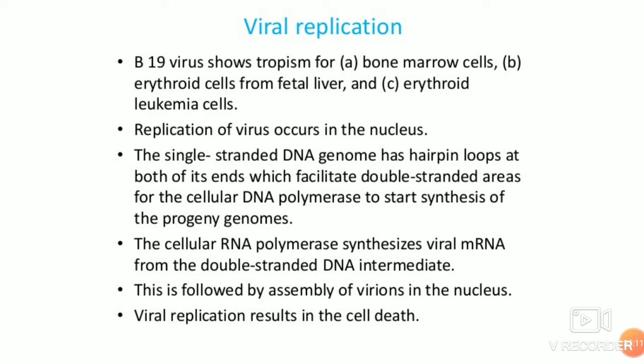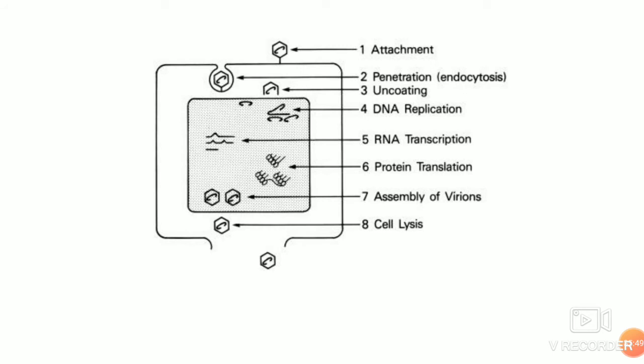B19 virus infects bone marrow cells, erythroid cells from fetal liver, and erythroid leukemia cells. The replication, like adenovirus, occurs inside the nucleus. The single-stranded DNA genome forms hairpin loops at both its ends, which facilitates the double-stranded area for cellular DNA polymerase to start synthesis of the progeny genomes. The cellular RNA polymerase synthesizes the viral mRNA from the double-stranded DNA intermediate. This is followed by virion assembly in the nucleus, and viral replication happens.